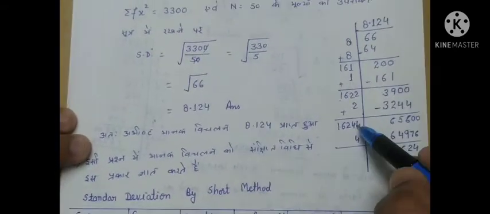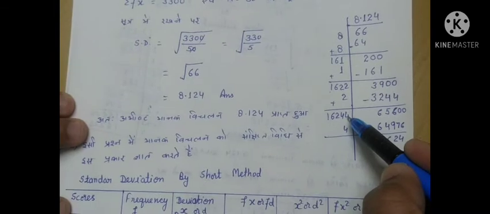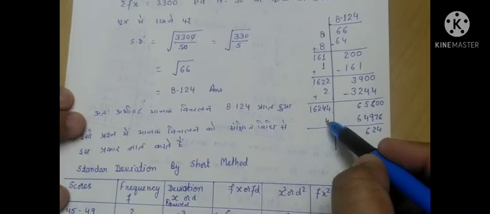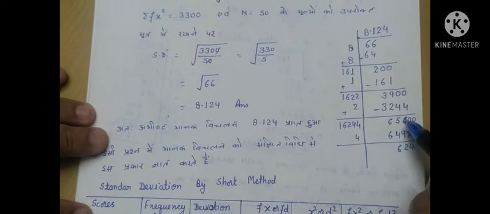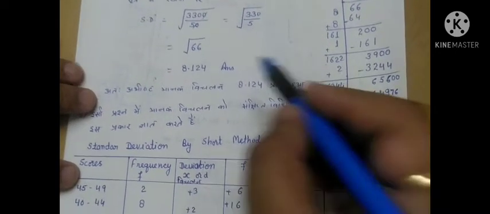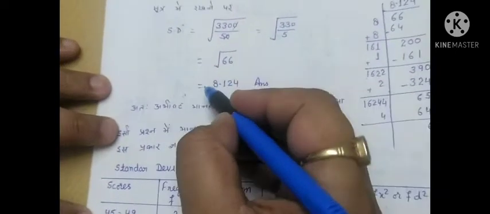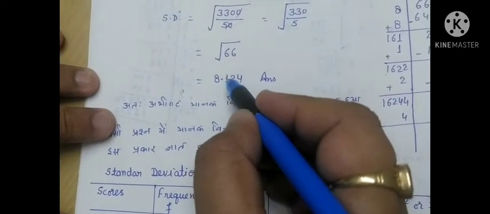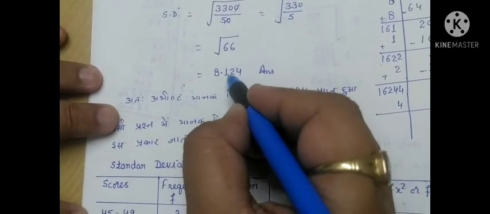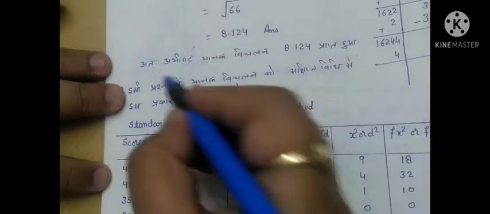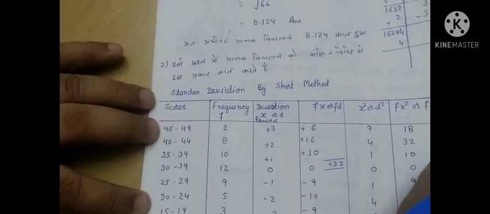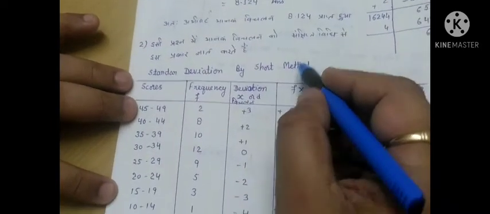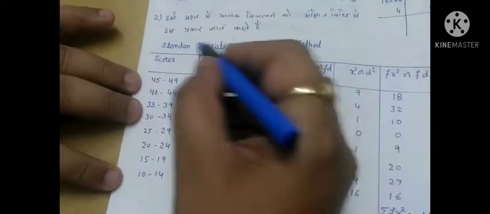Now this time it goes for 4, so multiplying this digit by 4, the value should not be more than this value. Okay, so the final value obtained for SD, the standard deviation, is 8.124. So this is the standard deviation. Now the next is the short method. How is the short method?